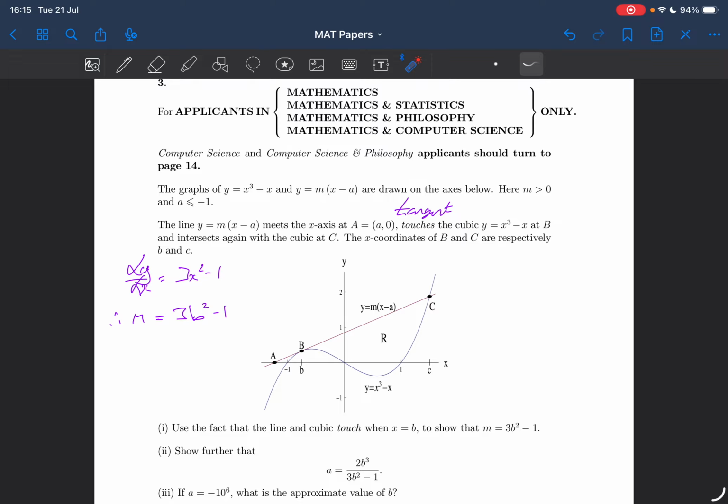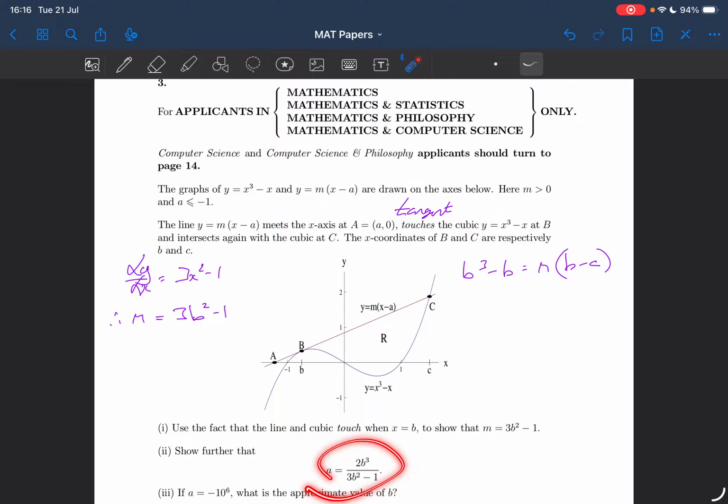For part 2, it's a very similar idea, but now not using the gradient, just using the y-coordinates of them both. So if we plug b in, we have x cubed minus x equal to plugging b into the straight line, m lots of x minus a. And remember, all of these x's are now going to be b's, because this is only true at point B and at point C as well. But we're doing it for point B. Nothing about C's yet. So this is good.